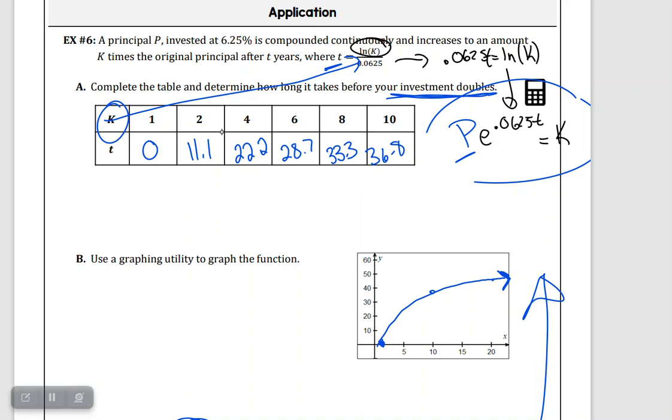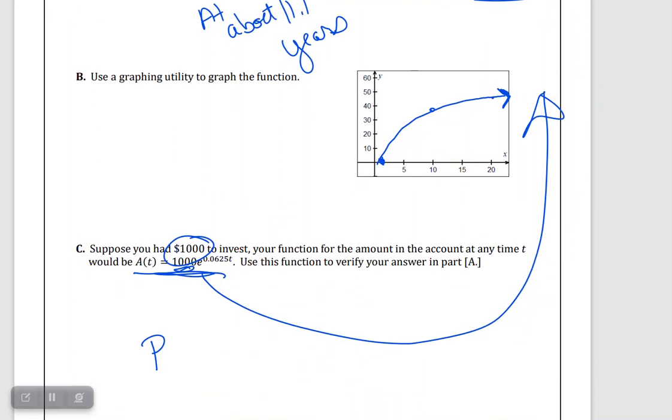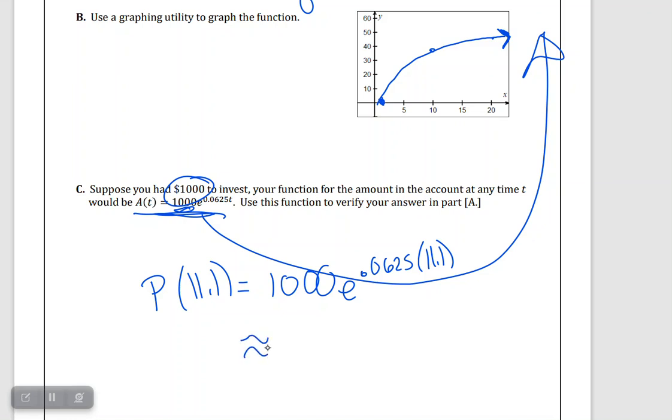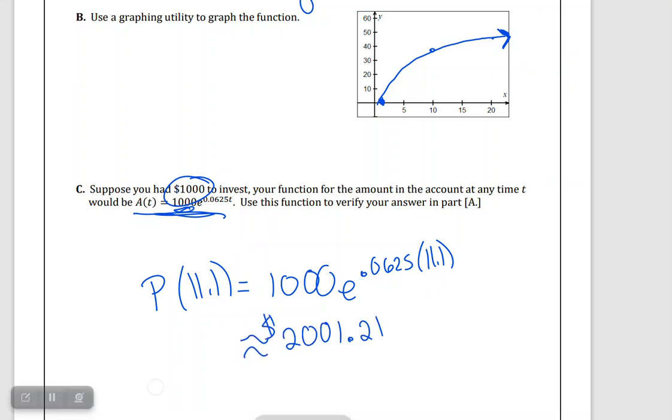Well, our investment doubles at about 11.1 years. So if that's really what I'm trying to see, I would take 11.1 and I would put it into my calculator, into this formula, so 0.0625 times 11.1, and I would see approximately what I get. So go ahead and do that. And you get, hopefully, about $2,001.21. And I think it's a pretty good estimate, right, of doubling our money.